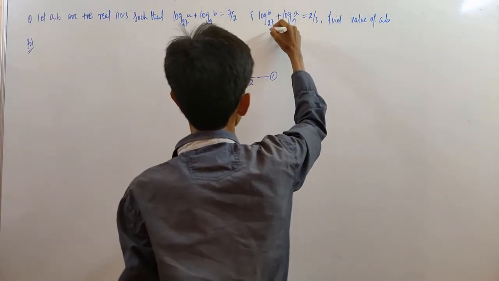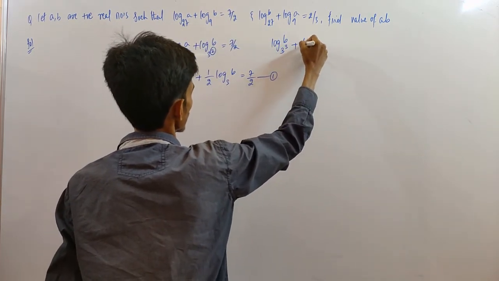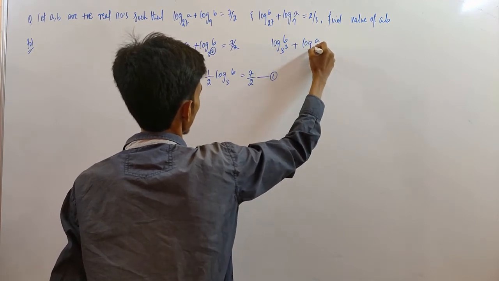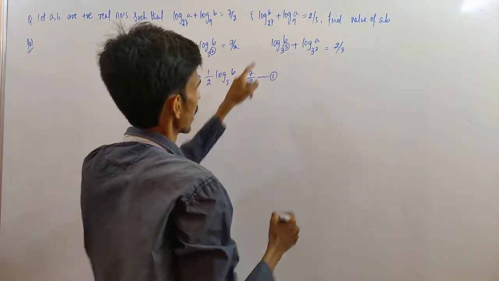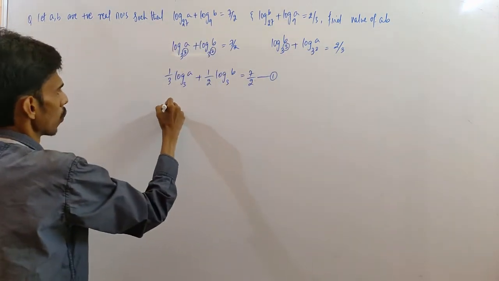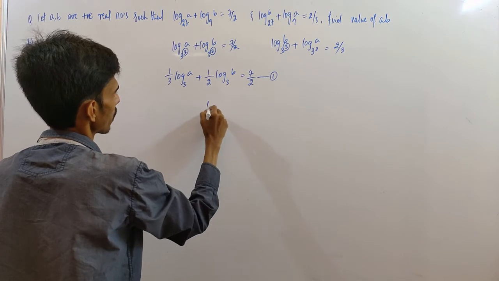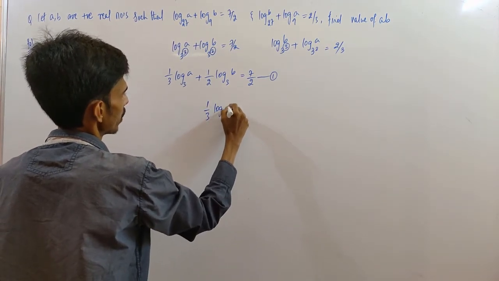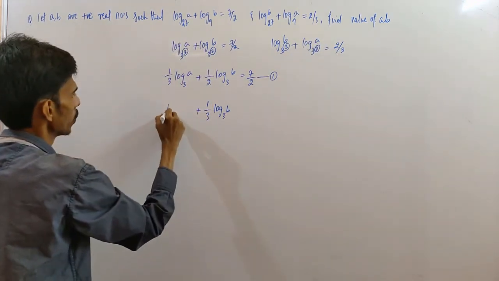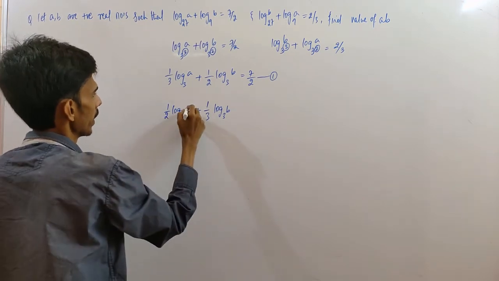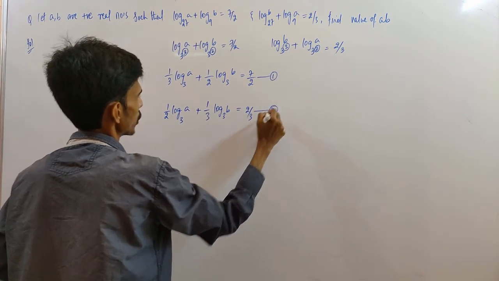Similarly here also this term log b base 27 can be written as 3 power 3, plus log a base 9, this 9 can be written as 3 square, is equal to 2 by 3. Now this 3 will come here, so it will become 1 by 3 log b base 3 plus this 2 will come here, so it will become 1 by 2 log a base 3 is equal to 2 by 3. Take it as equation 2.